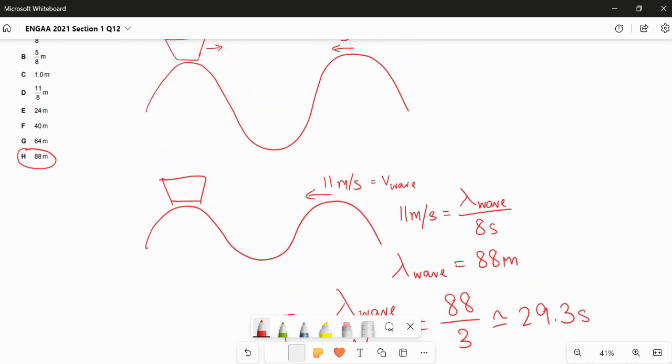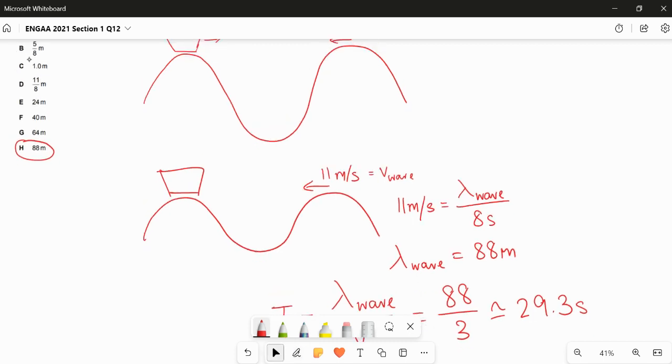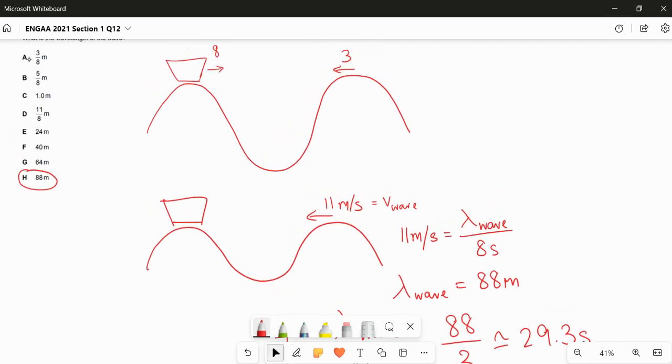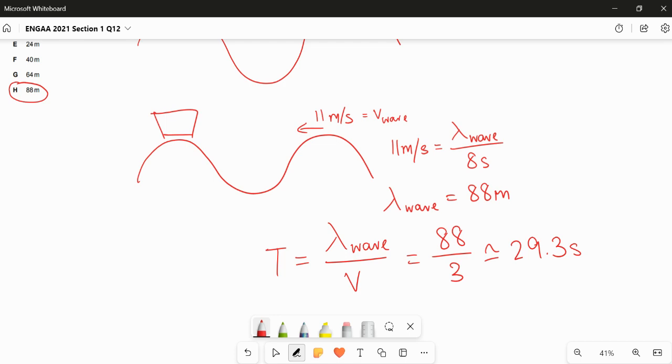So because the ship is moving into the wave, it actually rises and falls every 8 seconds, even though the wave is only kind of rising and falling every 29.3 seconds. So because of the ship actually going towards it, that's why it rises and falls so frequently.